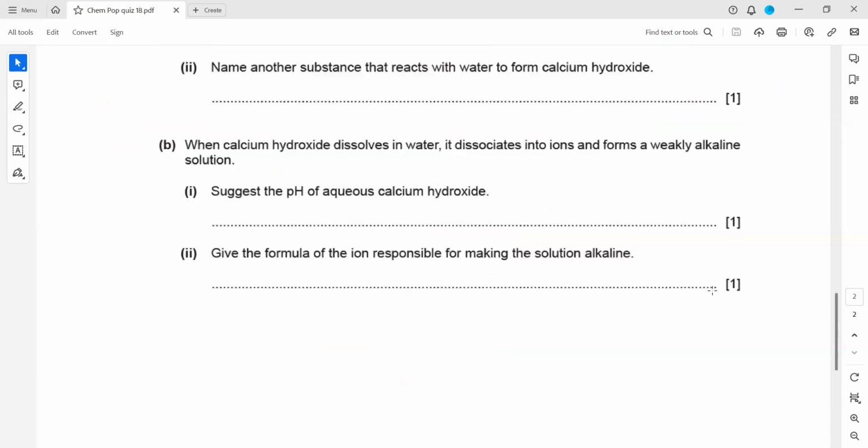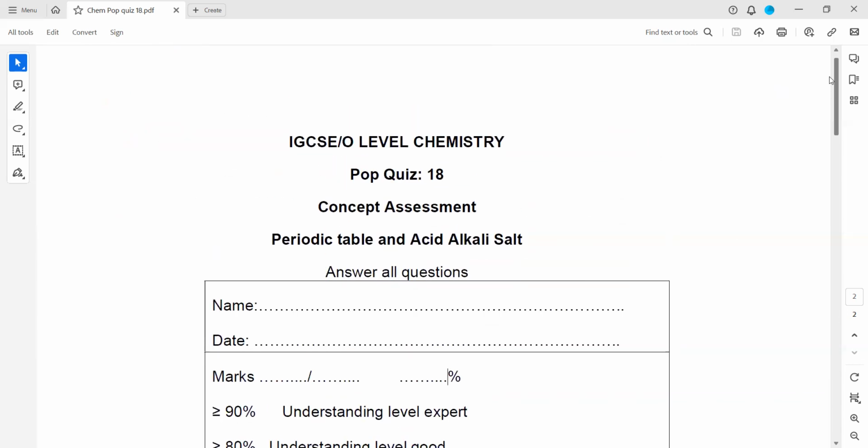So this was pop quiz 18, which was mainly related to the periodic table as well as acid, alkali, and salt.